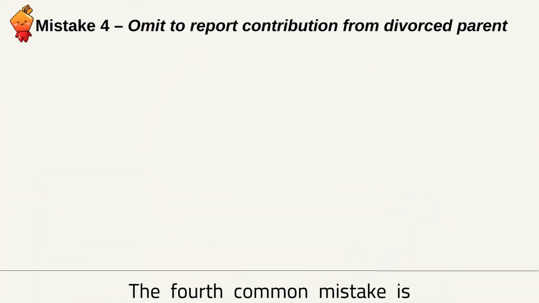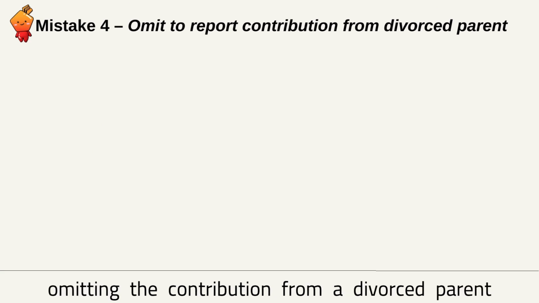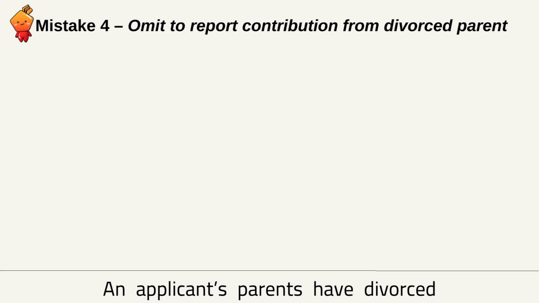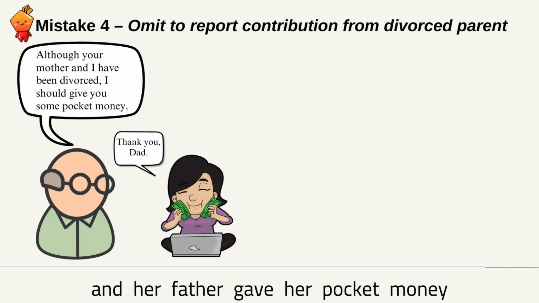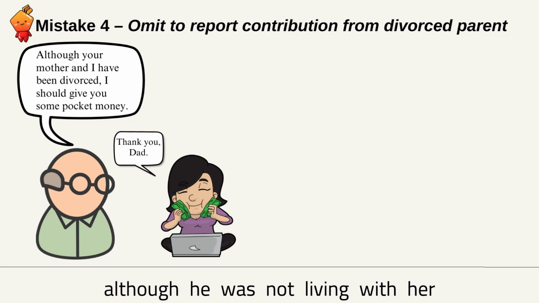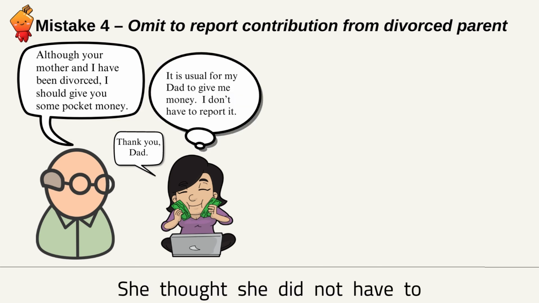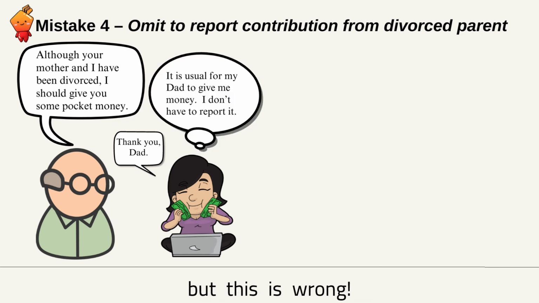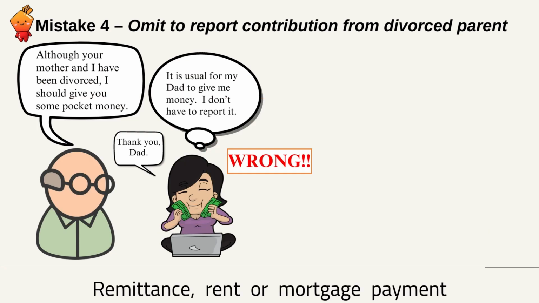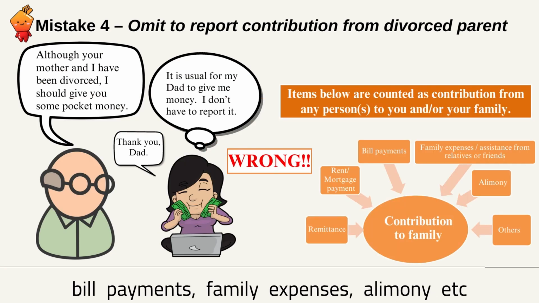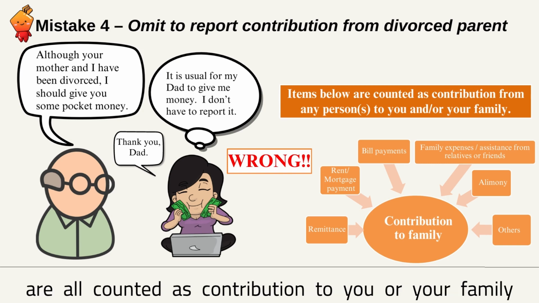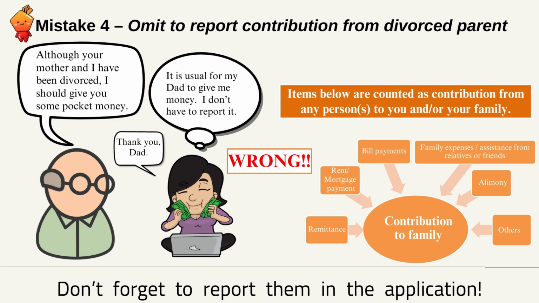The fourth common mistake is omitting the contribution from a divorced parent. An applicant's parents have divorced and her father gave her pocket money although he was not living with her. She thought she did not have to report the pocket money received, but this is wrong. Remittance, rent or mortgage payment, bill payments, family expenses, alimony, etc. are all counted as contribution to you or your family. Don't forget to report them in the application.